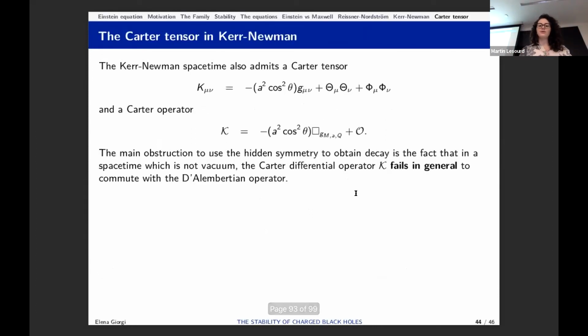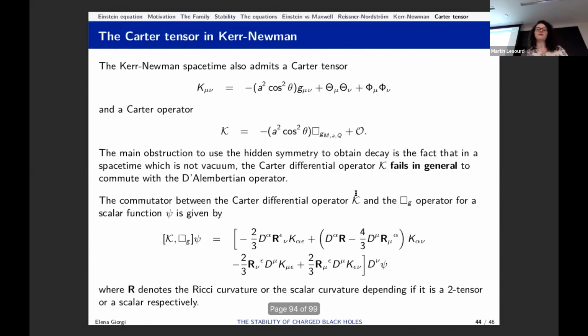And now if I want to use this and apply it to the case of Kerr-Newman, well, I may immediately have a first obstacle, which is that in general, this Carter differential operator fails to commute with the D'Alembert operator if you're not in vacuum. In fact, you can do this computation explicitly, again, I don't recommend it, but it's not that hard to see that when you start commuting this operator, you get a bunch of Ricci curvature and even the Ricci scalar.